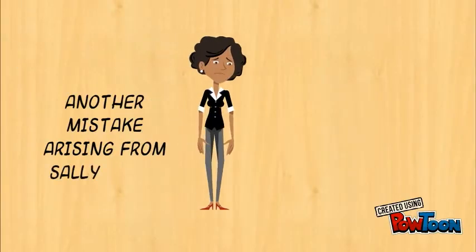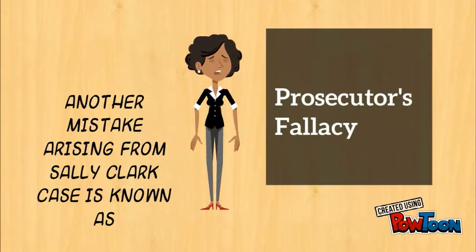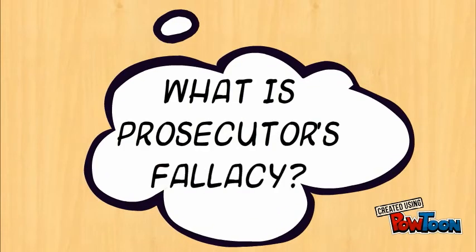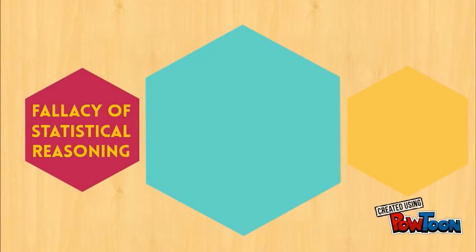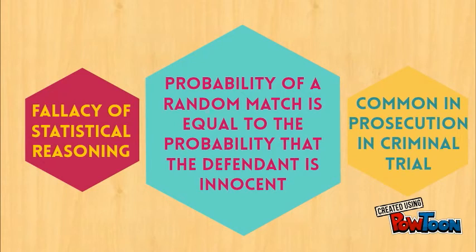Another mistake arising from the Sally Clark case is known as the prosecutor's fallacy. But what is the prosecutor's fallacy? It is a fallacy of statistical reasoning, and it assumes the probability of a random match is equal to the probability of the defendant being innocent. It is also common in prosecution in criminal trials.